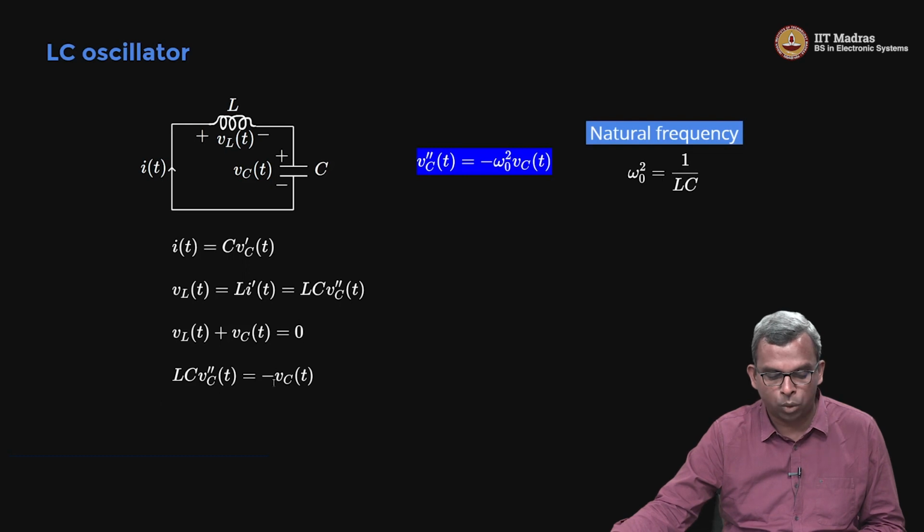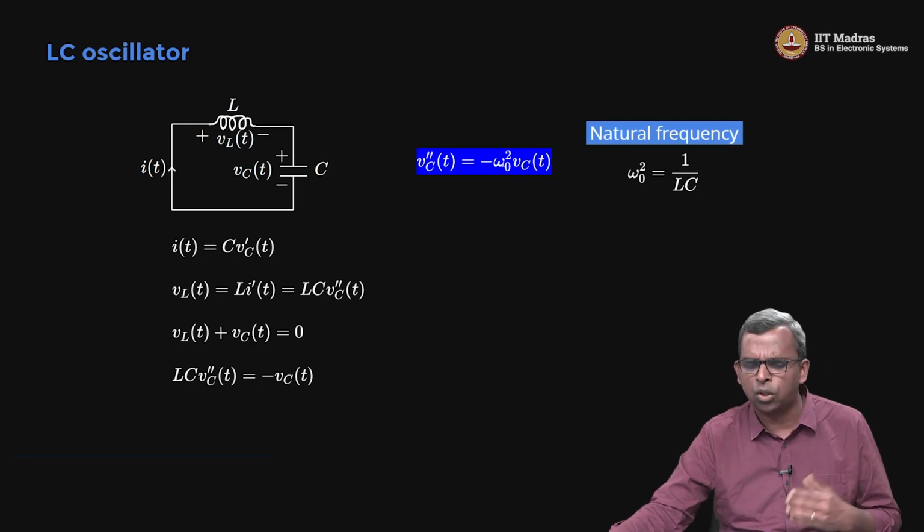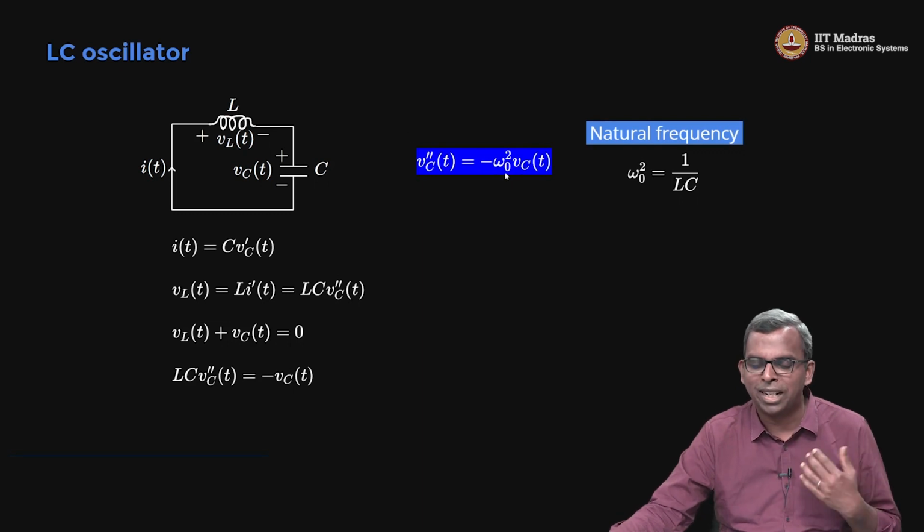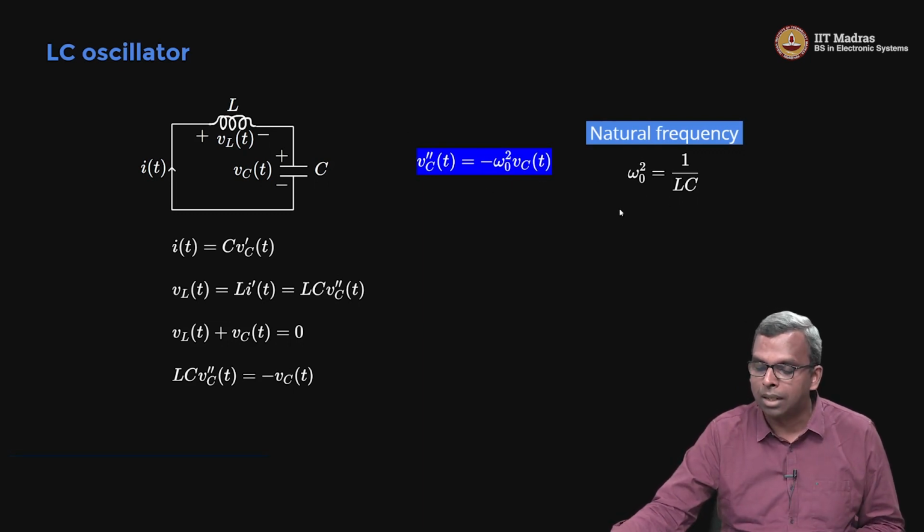See, this LC will come down here, and you'll get a minus 1 by LC here, right? So that 1 by LC we will write as omega naught square. Why omega naught square? Why that notation? You'll see soon enough when I tell you the solution of this equation. But this is a very standard way in which this equation is written.